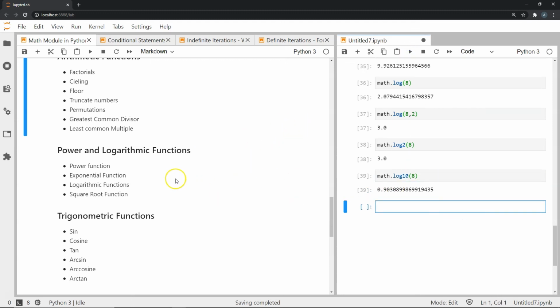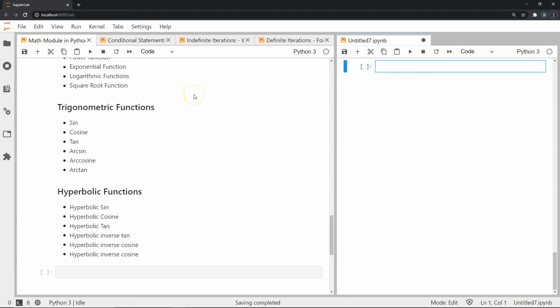Then finally you have the square root function. How we would use the square root function is math.sqrt. Again, we pass what we want over here. If we want the square root of, say, 49, this should give me the value 7, as you can see. Finally, we move on to the final set of functions that we can do using this math module. They are trigonometric functions and hyperbolic functions.